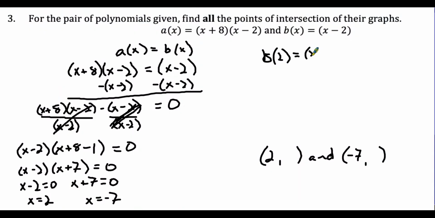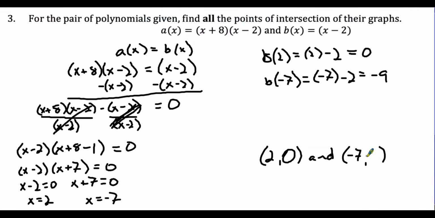So this would just become 2 minus 2, right? I'm just replacing the x with 2. 2 minus 2 is 0. So that tells me the y coordinate of this point of intersection was 0. So if I do the same thing for -7, and I plug -7 in here for x, well, -7 minus 2 gets me -9. So this y coordinate for this point of intersection is -9. Right? So if I were to graph these two functions, they would cross twice at the point 2, 0 and at the point -7, -9.